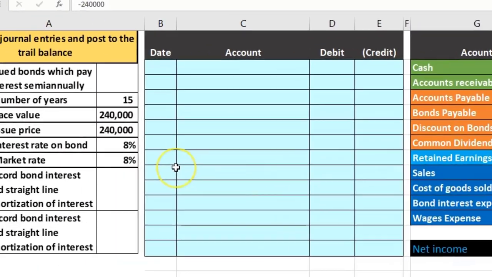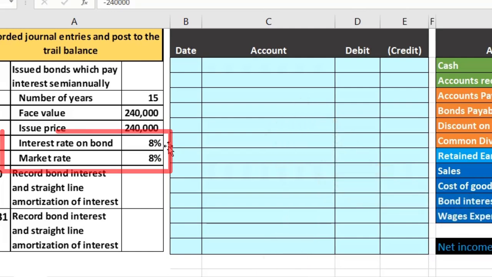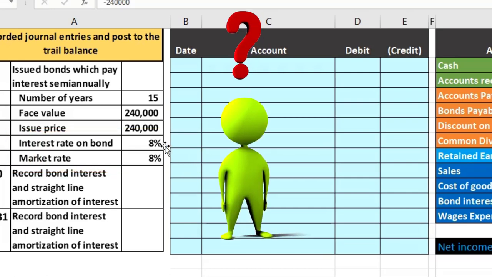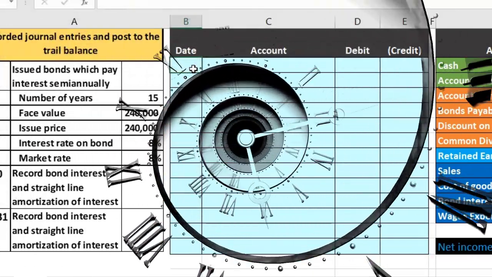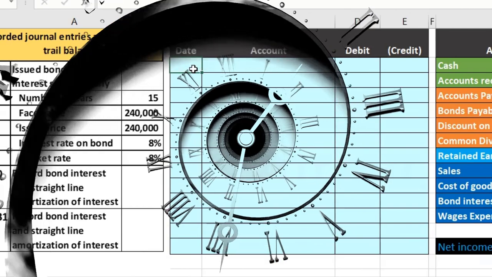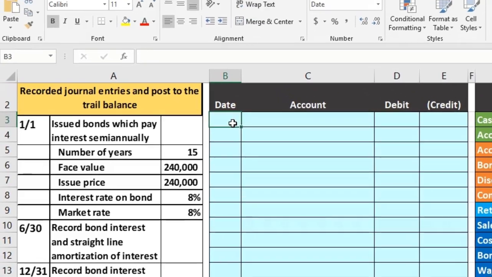So when we calculate the interest, you always want to think about the cash that's going to be paid as being calculated using the interest rate on the bond. This is the amount actually on the bond. The 8% on the bond is what we want to use when we think about what we're actually going to pay, because that's what the contract is. So we're going to do this every 6 months. We're going to have to jump forward in time when we think about bonds, because we have to jump to the relevant time periods when we pay the interest.